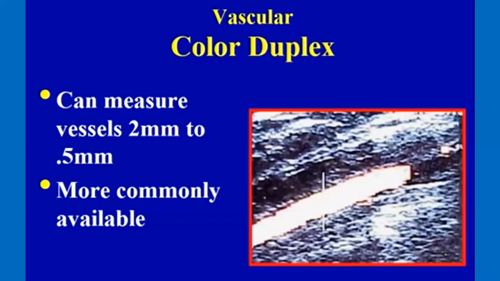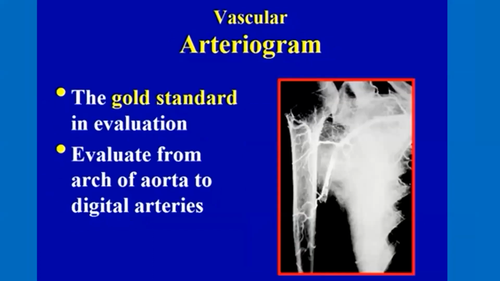If you look at this, the vascular color duplex shows blood supply of small vessels measuring from 2 millimeters, and this will help you in patients who have insufficiency of supply. A vascular arteriogram is a gold standard, of course, but it is invasive, and it evaluates the arch of the aorta to the digital arteries. It would give us details, but you have to keep in mind that this is invasive.